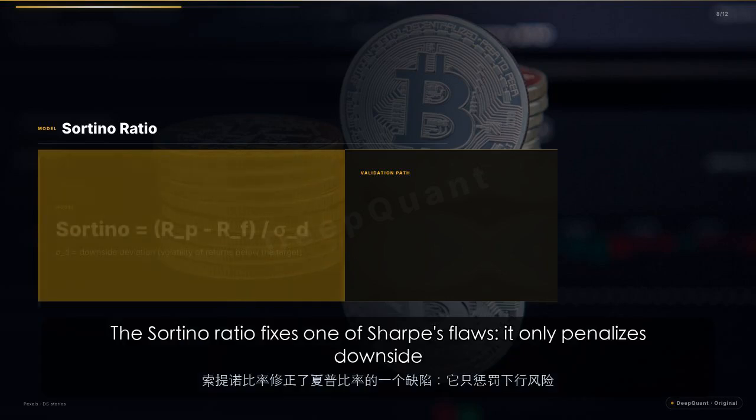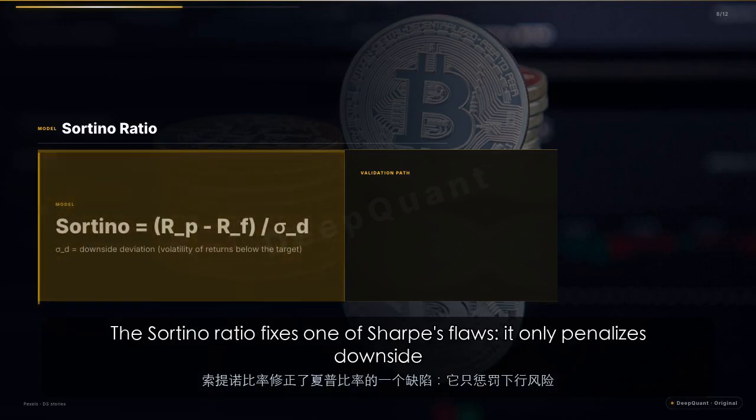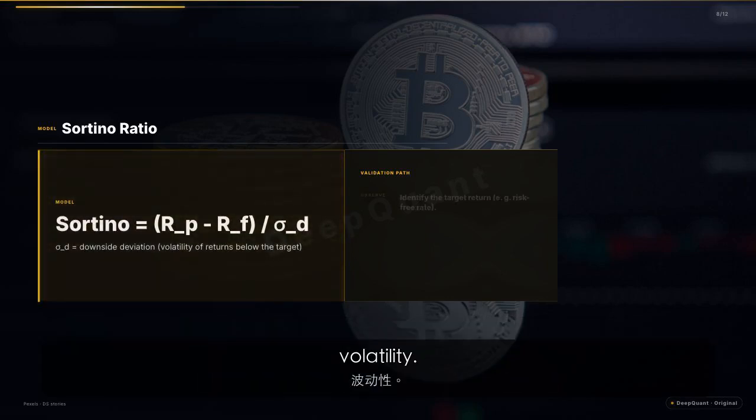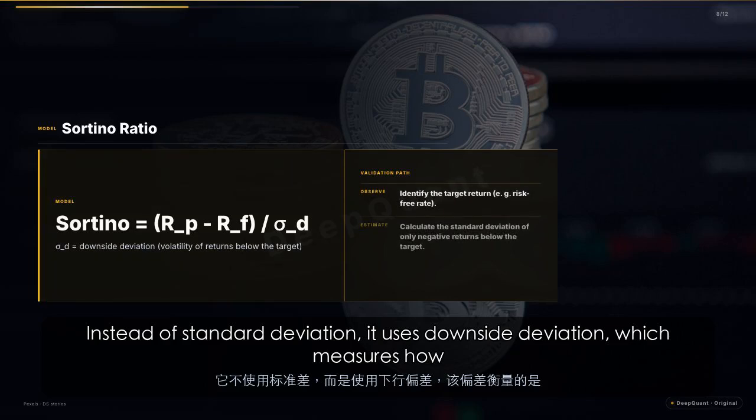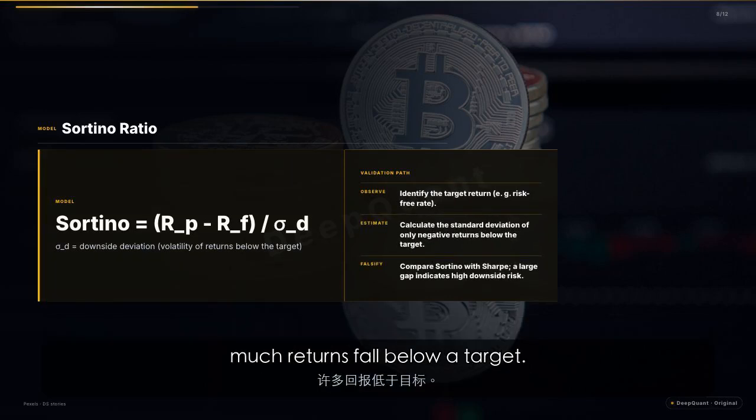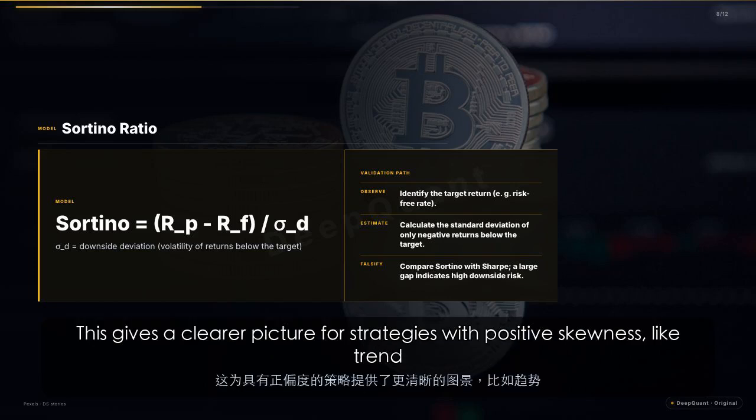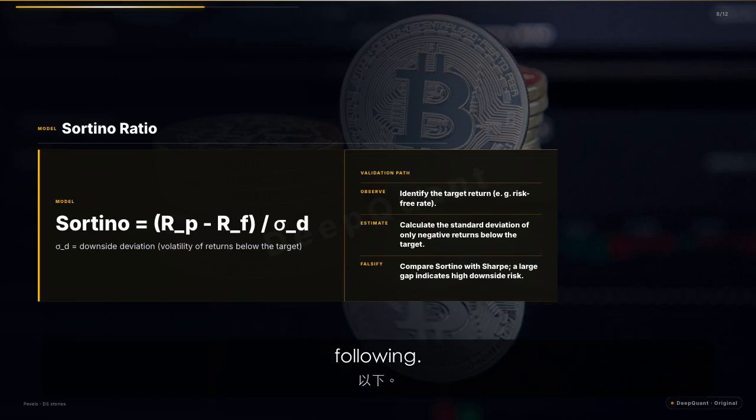The Sortino ratio fixes one of Sharpe's flaws: it only penalizes downside volatility. Instead of standard deviation, it uses downside deviation, which measures how much returns fall below a target. This gives a clearer picture for strategies with positive skewness, like trend following.